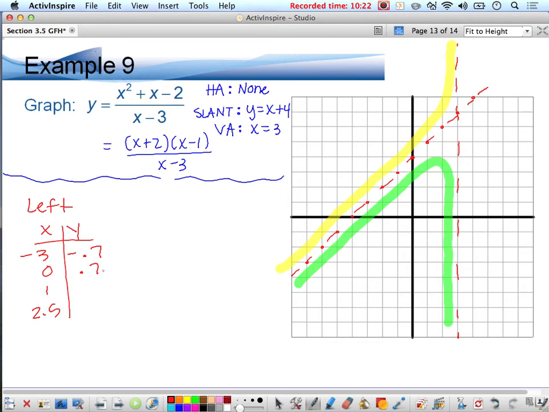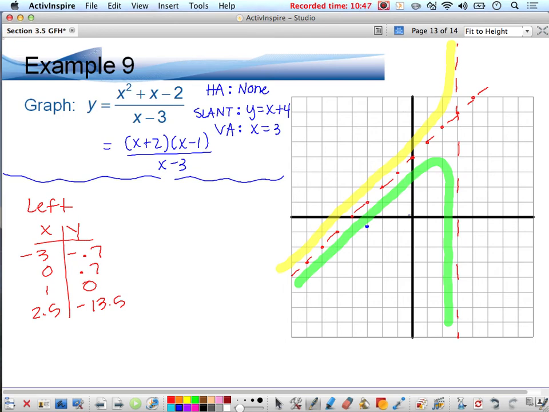1 is 0. And what's 2.5? Negative 13.5. Ah, but we get the picture. Okay, let's go drop those dots on and look at it. Negative 3 and negative 0.7. So about right there. So already we know it's doing this one, the green one, not the yellow one, correct?